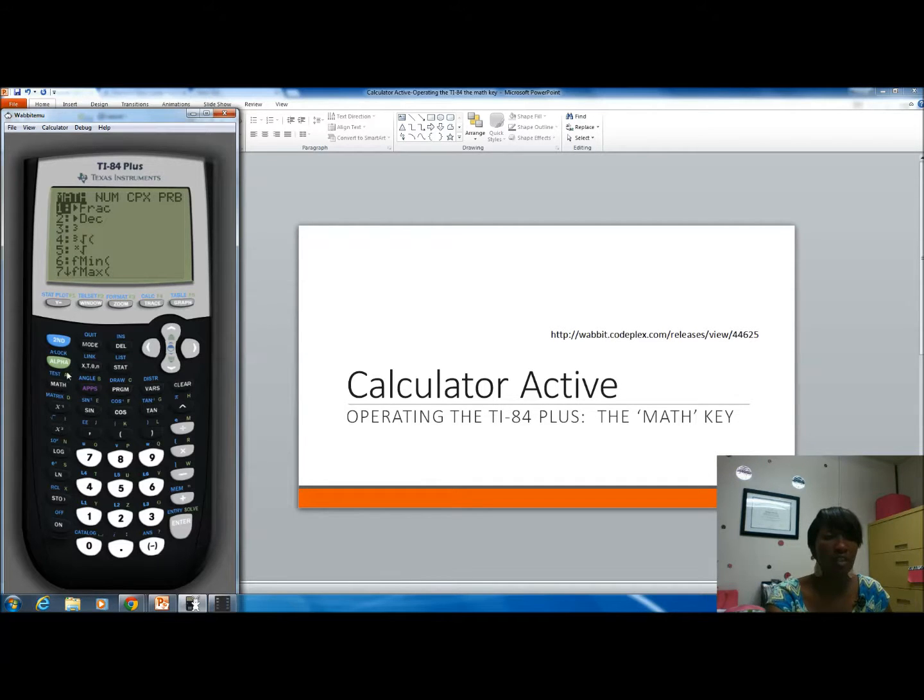Okay, so we're going to press the math key. And now we're going to hit number 2. And we're changing this to a decimal. And we're pressing enter. Okay.